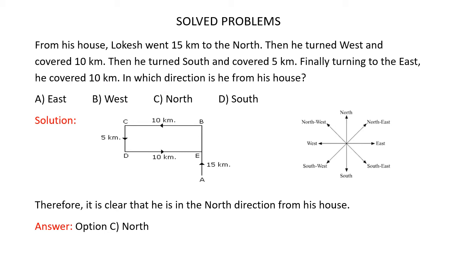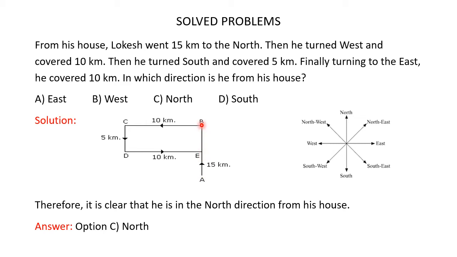You are given four options here and you have to find out which of these options is the correct one. Now first let's draw a diagram based on the information given in the question. So A is Lokesh's house. From A, Lokesh went 15 kilometers to the north to reach B.